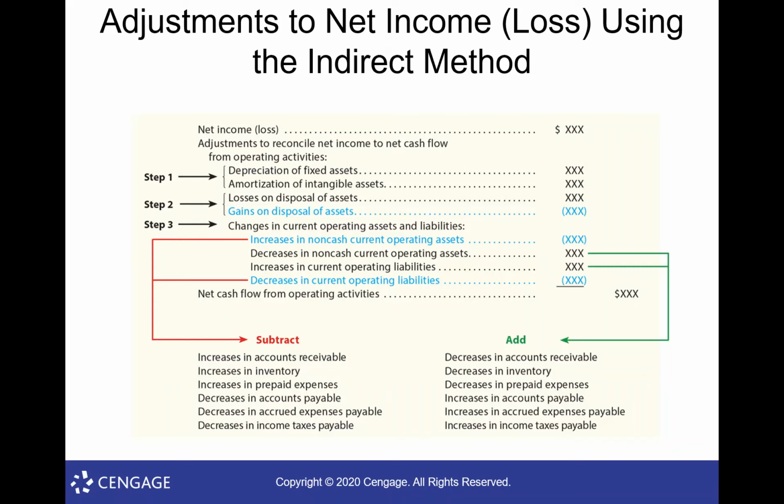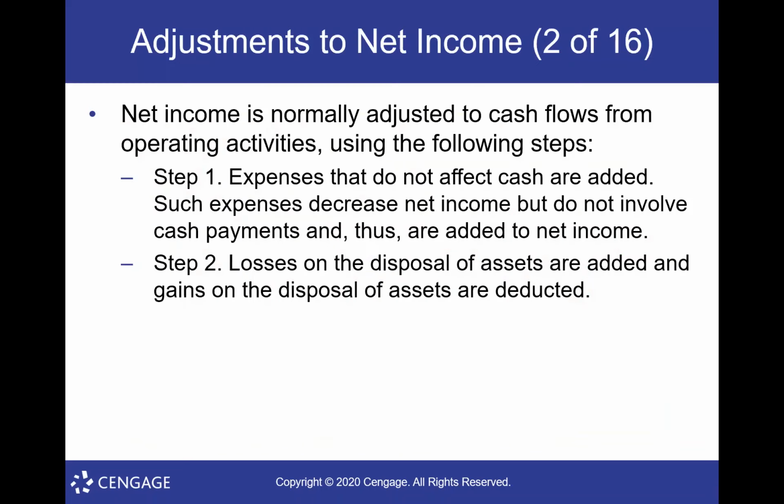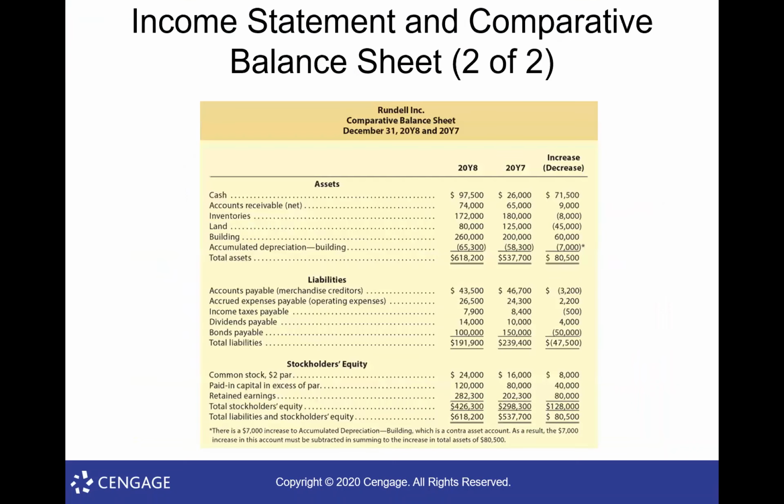All right. So I'm going to go back real quick and just show you what I mean. Here we are looking at Rundell's comparative balance sheet, and we can see their accounts receivable increased by $9,000. You can see their inventories decreased by $8,000. Their land, which is not a current asset. So when we're doing our operating cash flows, we're going to start with our net income.